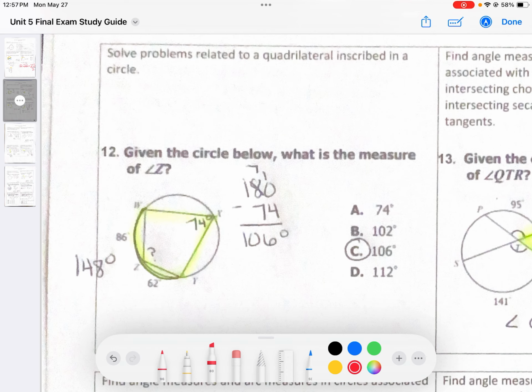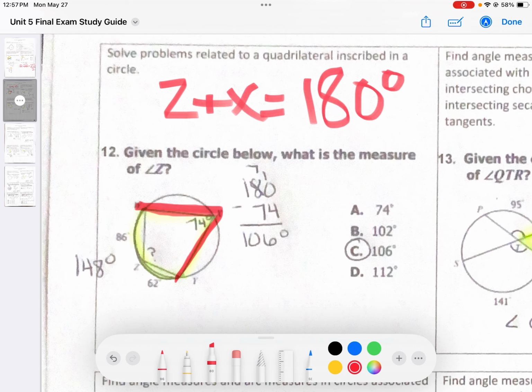But first things first, opposite angles are supplementary. Opposite angles are supplementary, meaning they equal 180. And here it goes. So Z plus X are supplementary. I can figure out what X is. And how can I figure out what X is? Well, you have an inscribed angle here. And the inscribed angle is equal to half of the intercepted arc.